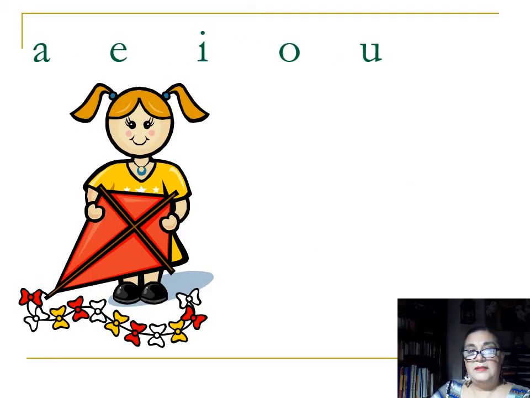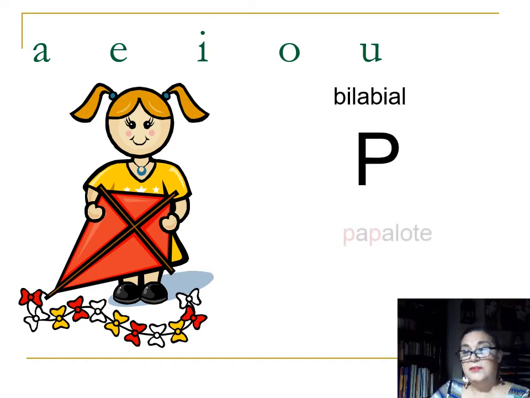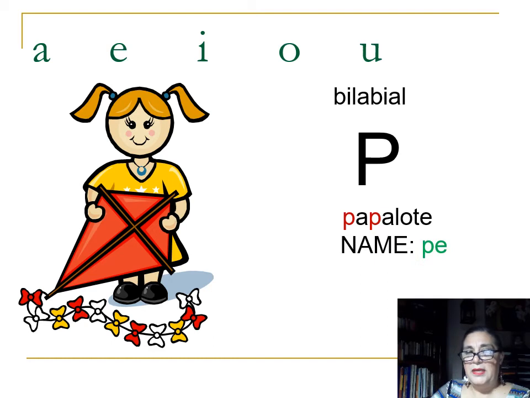This is the same as English. Pa, pe, pi, po, pu. Again, it's a bilabial consonant. Why? Because we produce the sound with the two lips. Friction, no? Between those two lips. Pa, pe, pi, po, pu. The official name is pe.